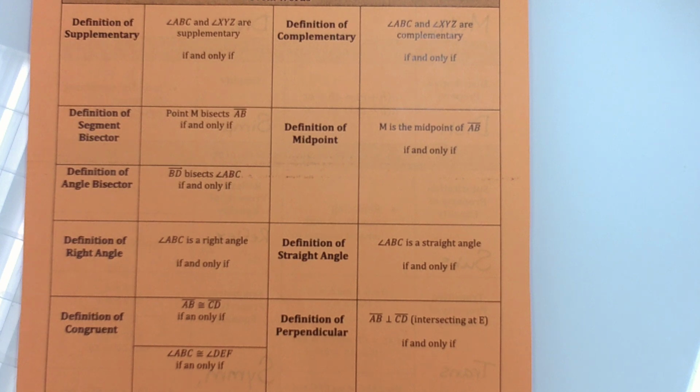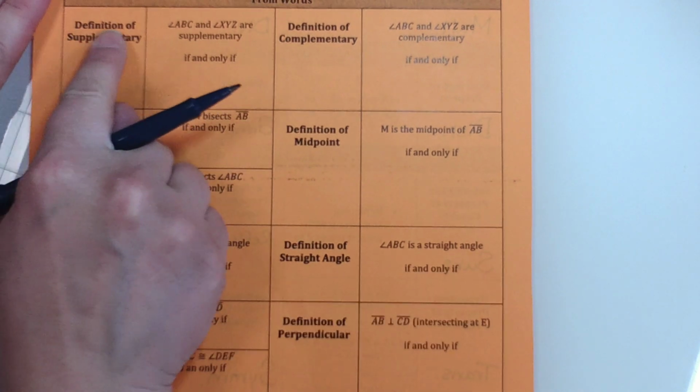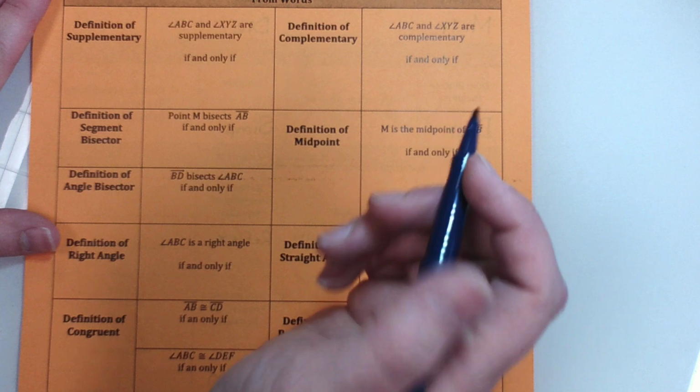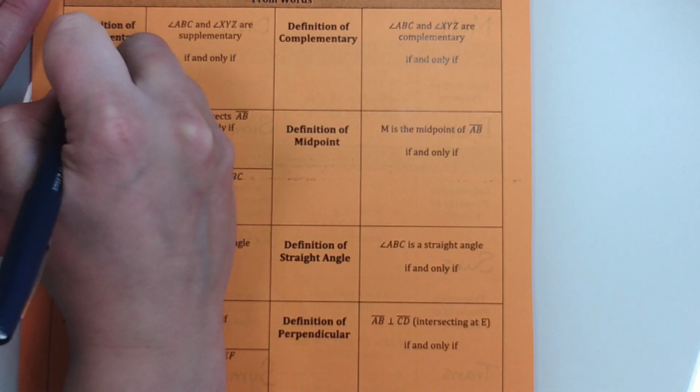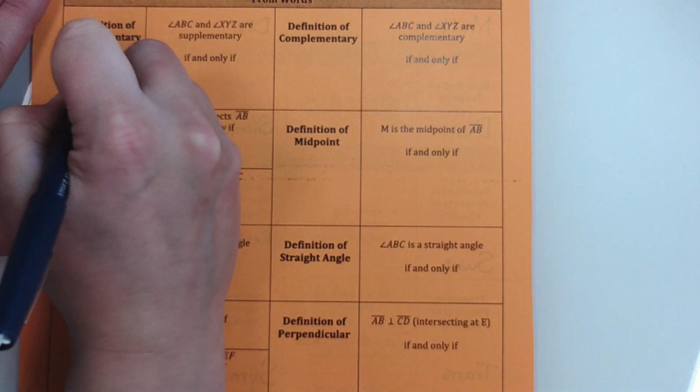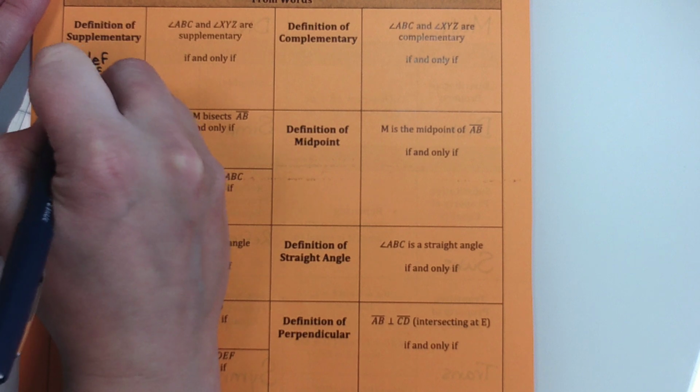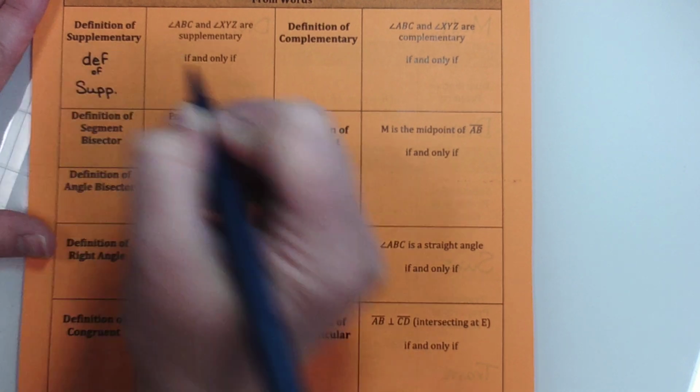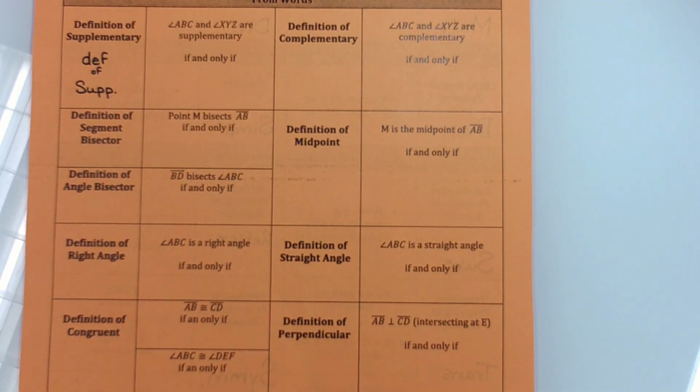Today, you're going to see things like supplementary. If you see the word supplementary in a proof, you're going to use the definition of supplementary, which we'll shorten down to def of sup. Note, I put two P's on there because it's not like S-U-P sup, like what's up. No, we're not doing that. That doesn't show up in the proof.